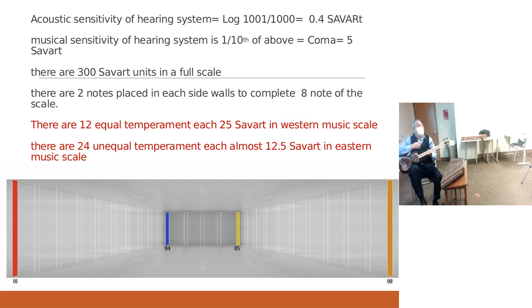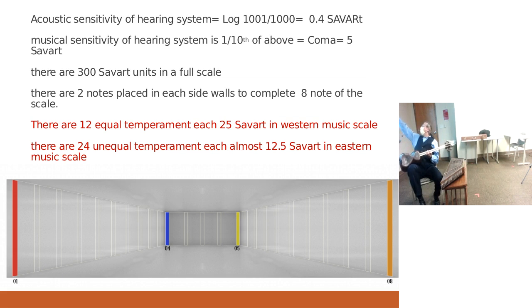That's what we usually refer to as the smallest amount, which in Savart is about 0.5. In Koma, it's 5. A Koma is almost about 10 Savart. They put a person in the lab to see what the sensitivity to frequency is. It's 1,000 over 1,001, and the log of that is 0.04. That is the unit that Professor Savart from France created for the sensitivity of hearing. For the music part, our sensitivity is 1/10 of that, and it's called 5 comma.